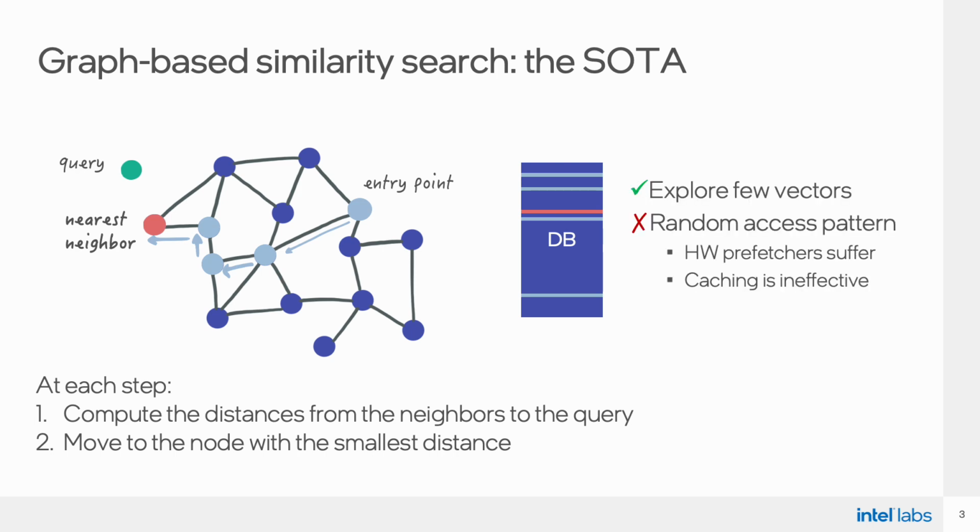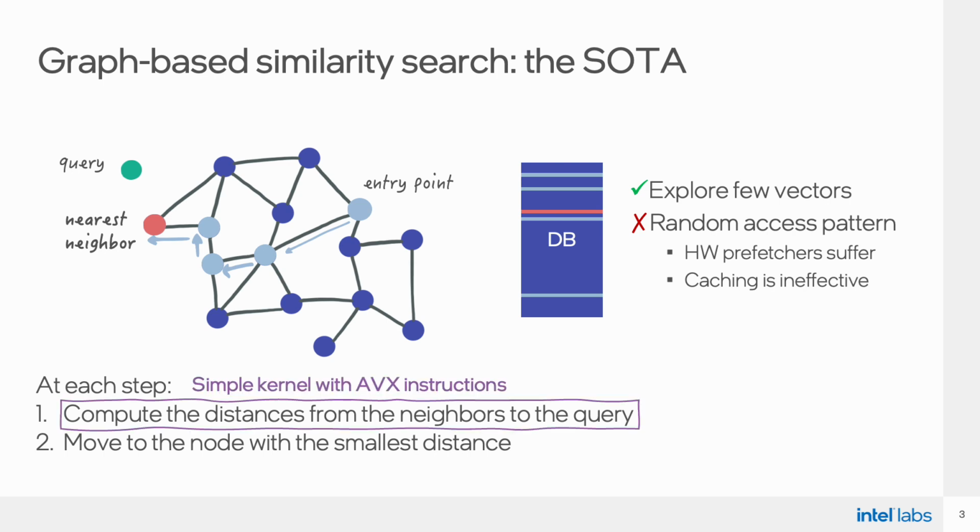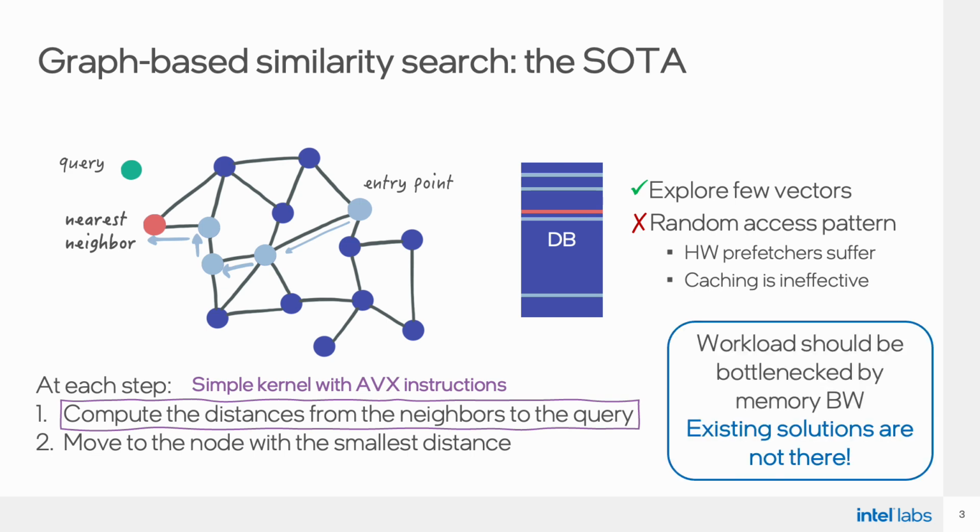This traversal has the benefit of exploring a tiny portion of the vectors in the database. However, it comes with a random memory access pattern that causes hardware prefetchers to suffer and renders caching ineffective. It is important to note that the distance computation itself is very efficient when using AVX instructions. Thus, the workload is dominated by fetching random vectors from memory and is bottlenecked by the memory bandwidth. Existing libraries fail to reach this optimal operating regime.